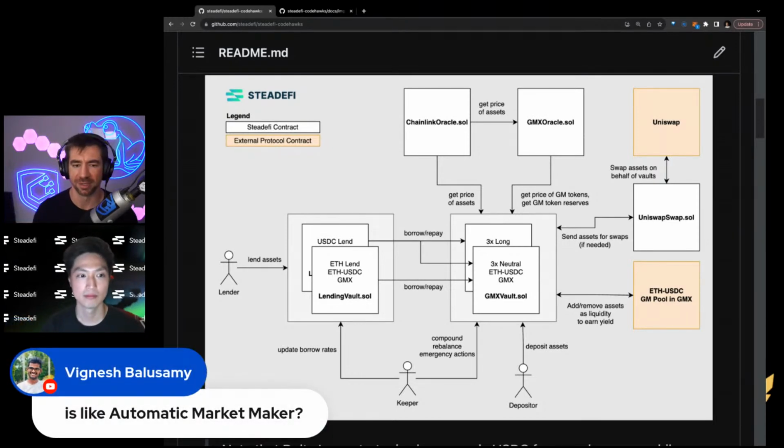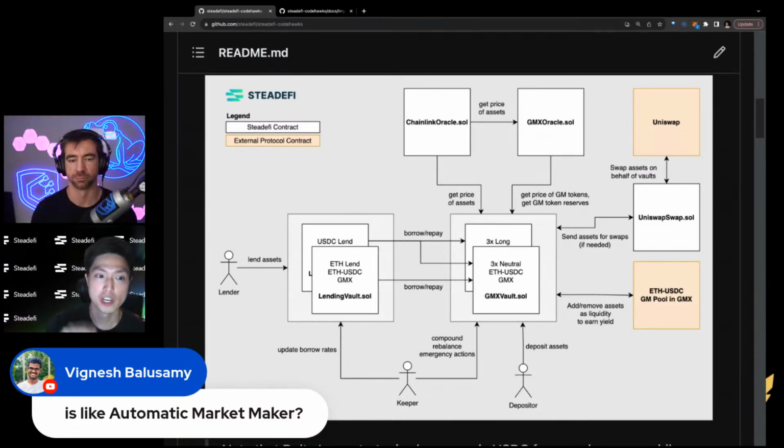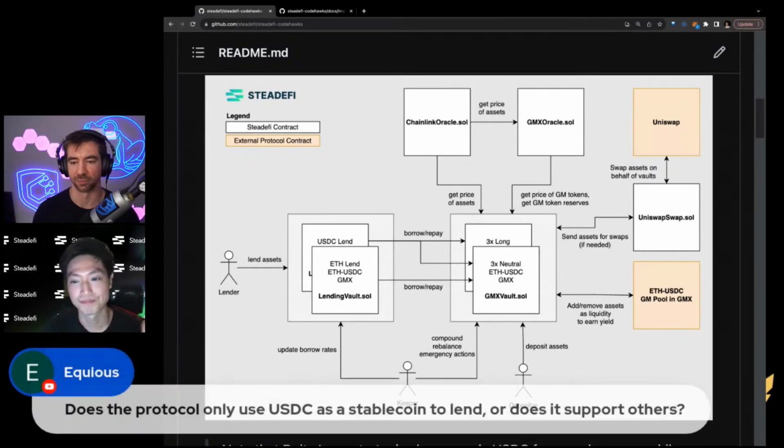We have another question. Is this like an AMM, an automated market maker? You mean us or you mean GMX? I think they're talking about this protocol. Nope, we're not an automated market maker. But if you're familiar with an automated market maker, then you would be familiar with the concept of liquidity. What we're doing is taking assets and deploying them as liquidity into GMX. And in a way, you could think of GMX as an automated market maker, but they're not one, but same concept. Makes sense. All right, next question.